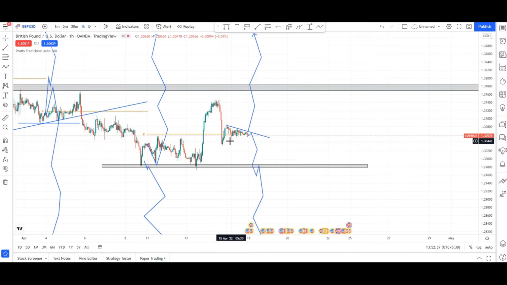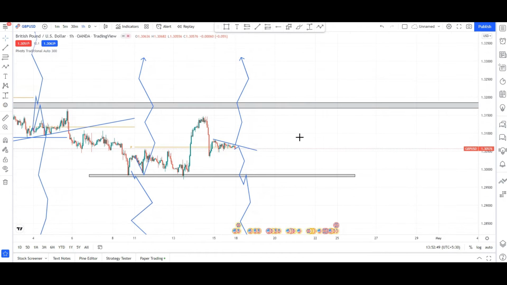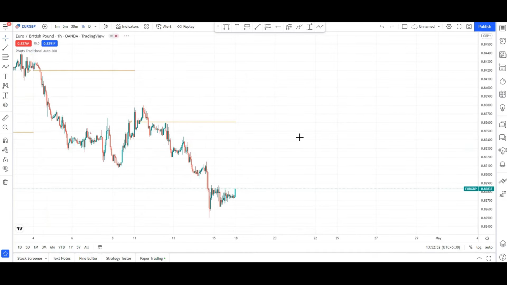Your SL will be somewhere here. If you have taken a position somewhere here, you have to keep your SL somewhere here. This is the ideal trade. So if this breaks, definitely go and buy there.